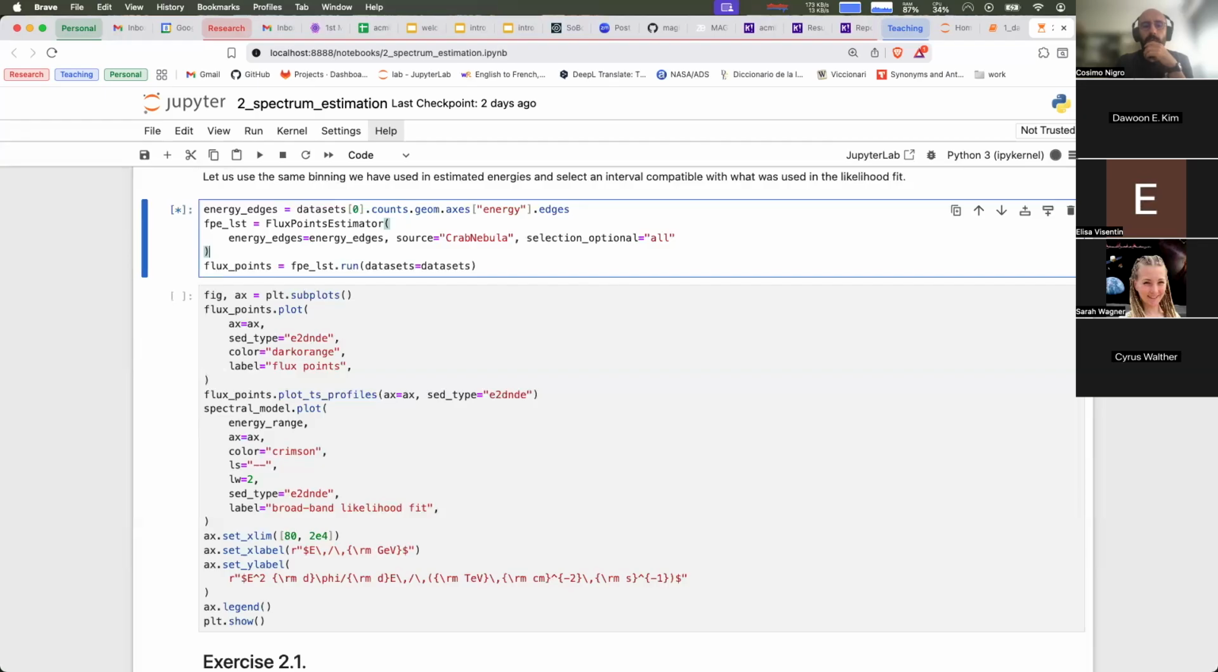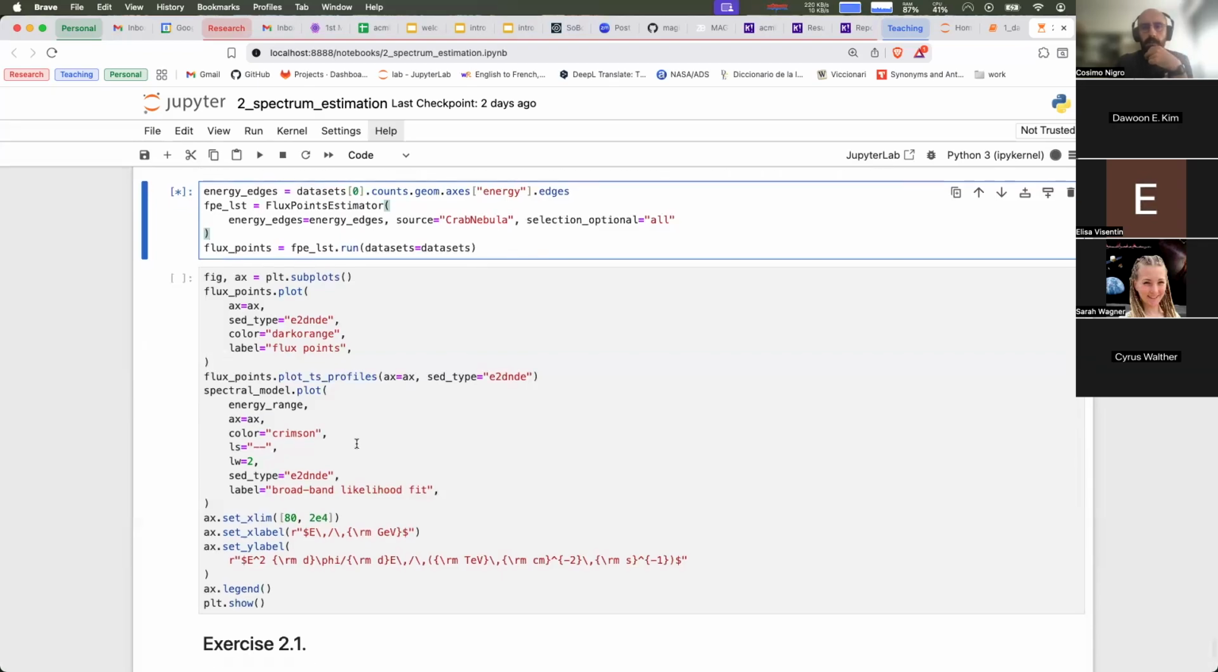Almost 10 minutes. Wow. Okay. To estimate the flux point, I guess, right, Tora? Just for that cell. Interesting.